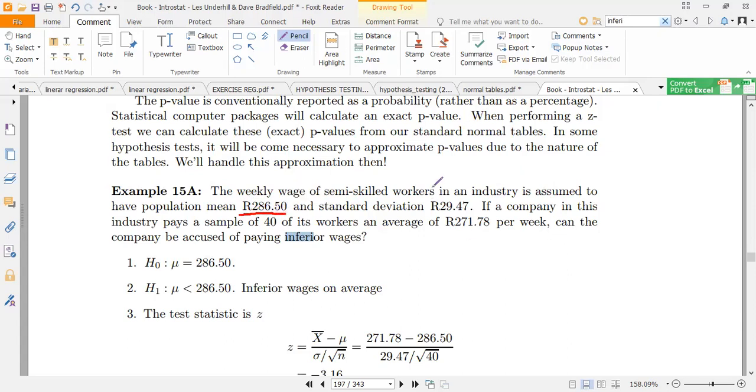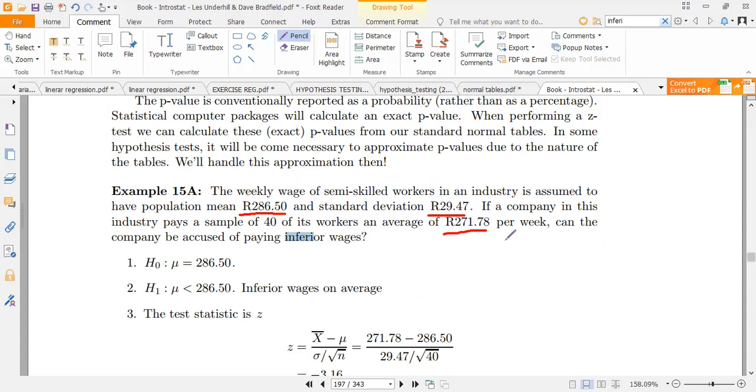2.86. So this is our mu. There's no sample size. The standard deviation is 29. The company pays a sample of 40 of its workers an average of 271. So which one is mu and which one is X bar between 271 and 286?